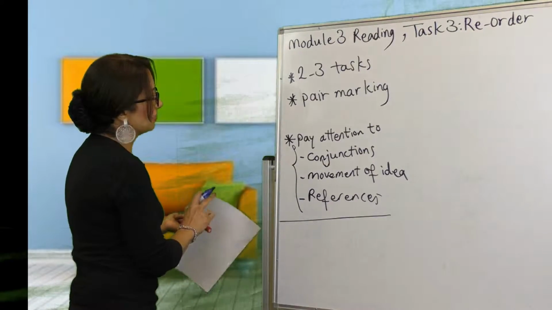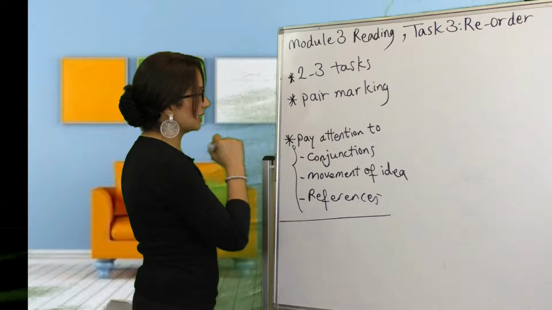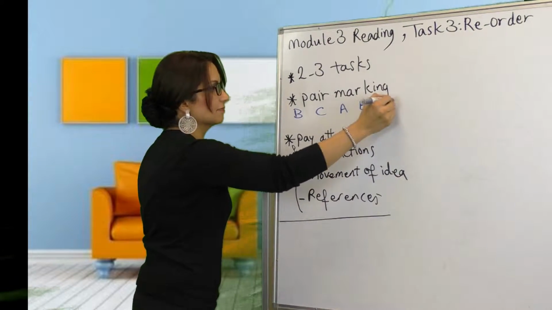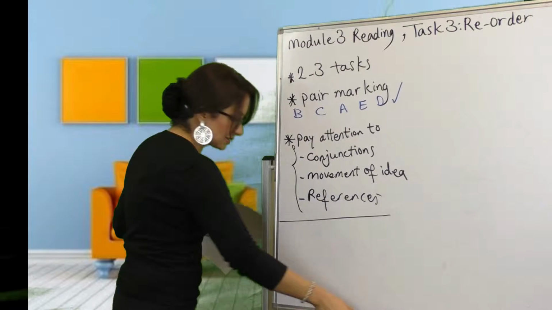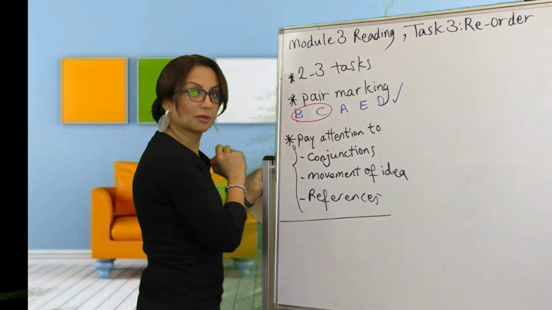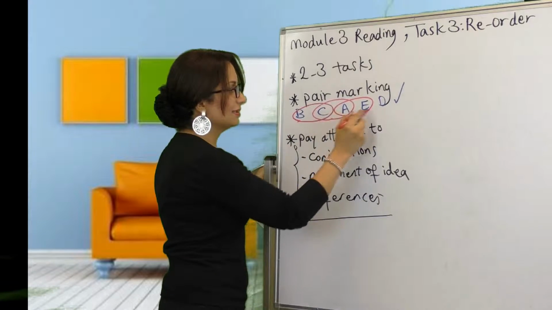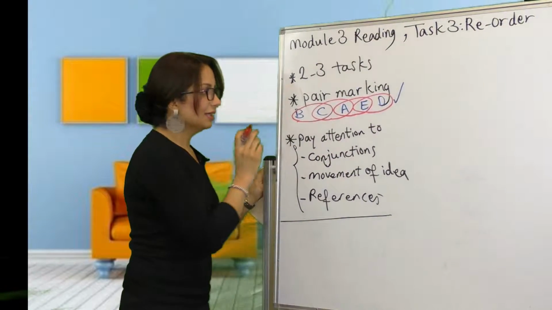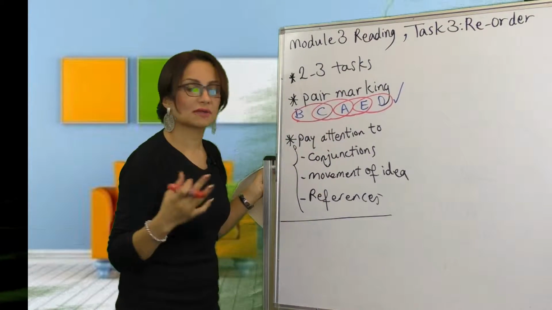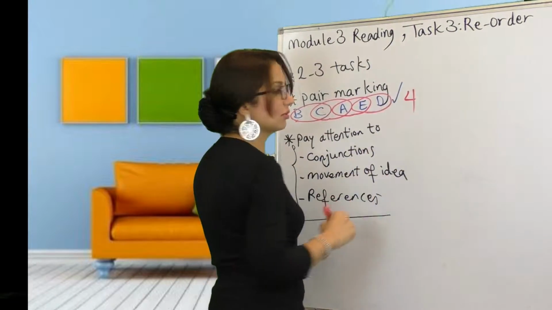Let's say, for example, the correct order of sentences for a given test is B, C, A, E, D. So 5 sentences, and this is the correct order. What is pair marking? B and C, 1 pair. C and A, 2 pair. A and E, E and D. Which means you will have 1, 2, 3, 4 pairs of sentences. So with these five sentences, you have 4 scores maximum.